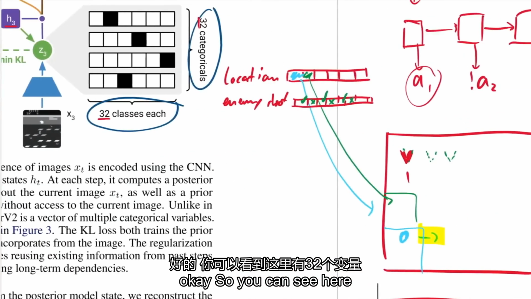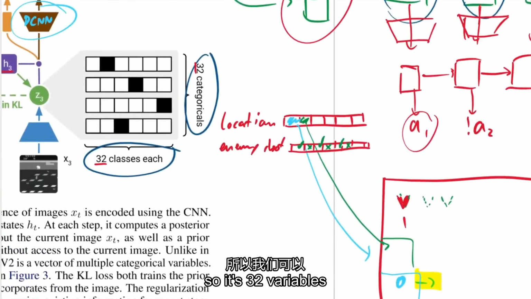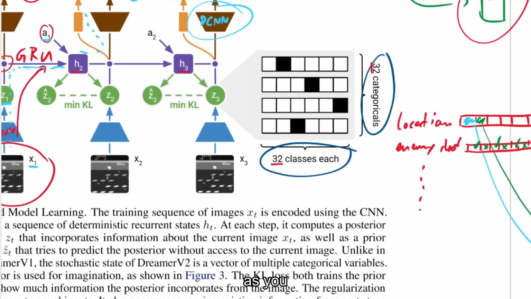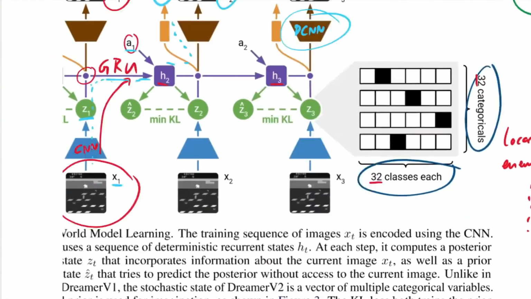So you can see here that it's 32 variables. We can have 32 here, and each can have 32 different values. And a state is going to be described by having each of these 32 variables be in one position or another, as you can see right here.